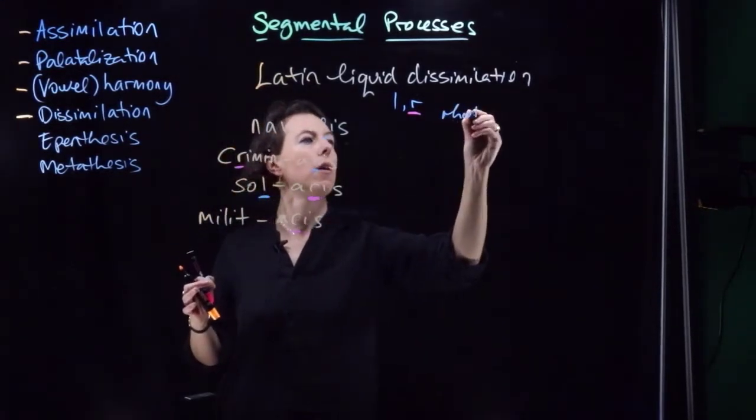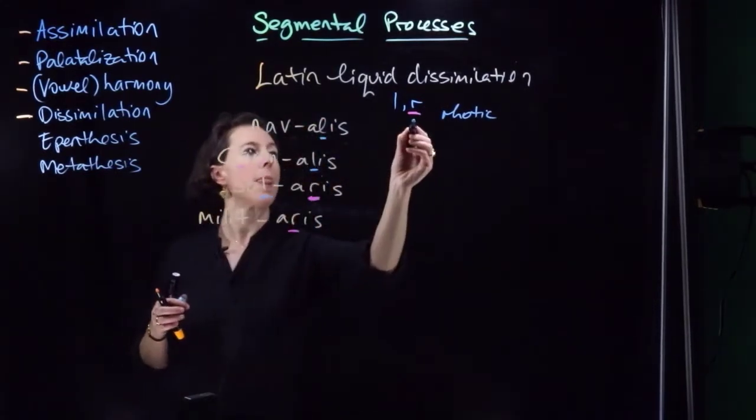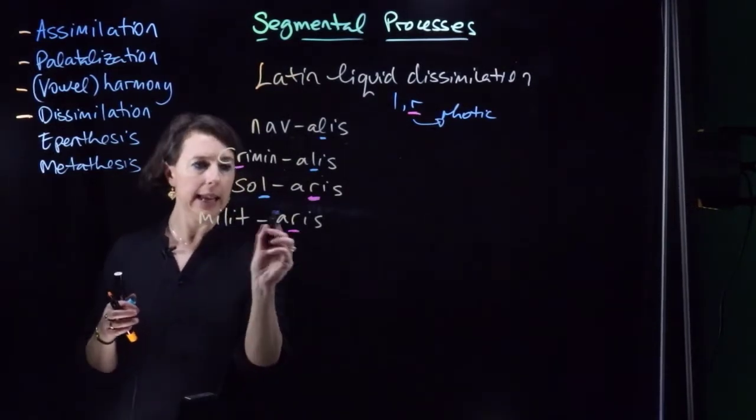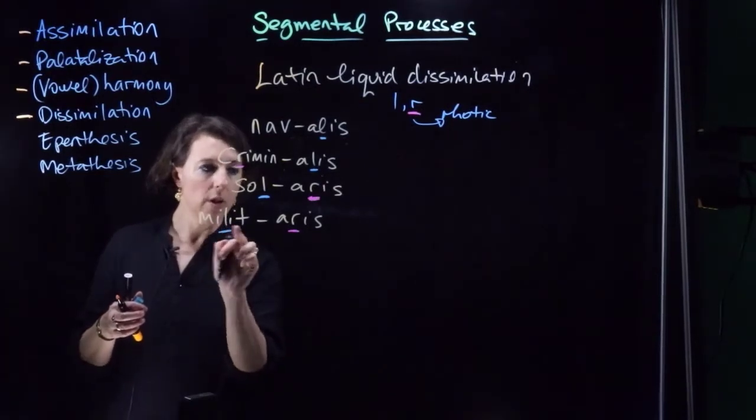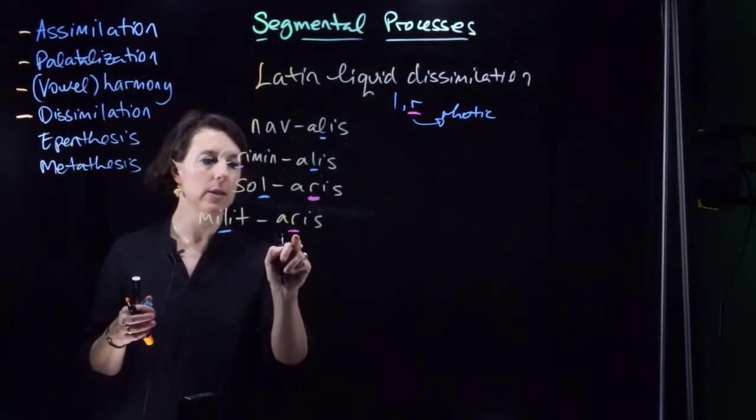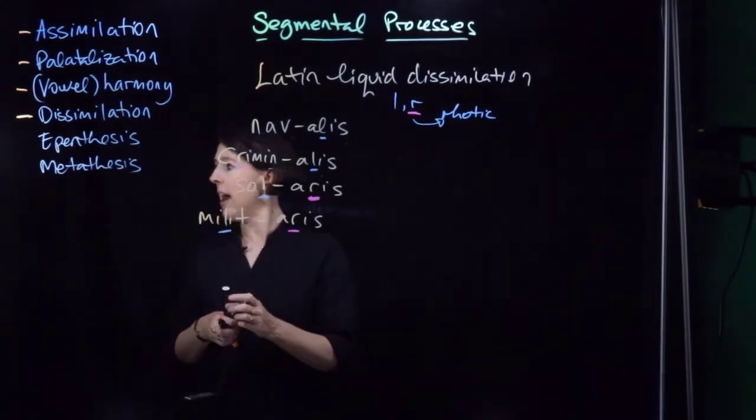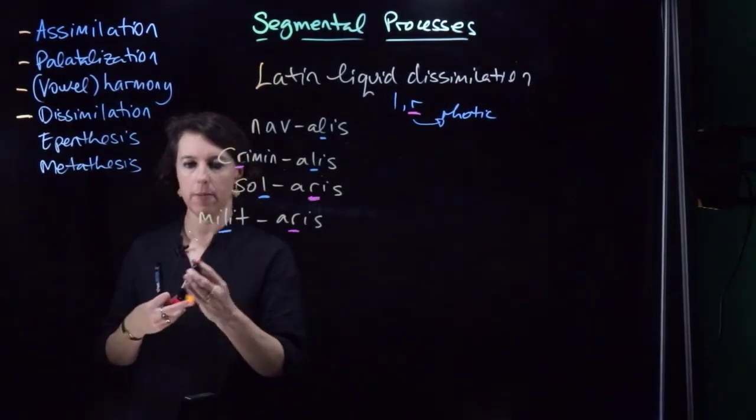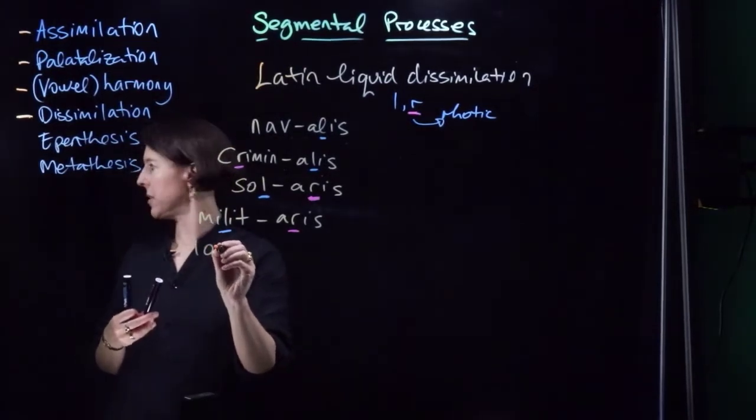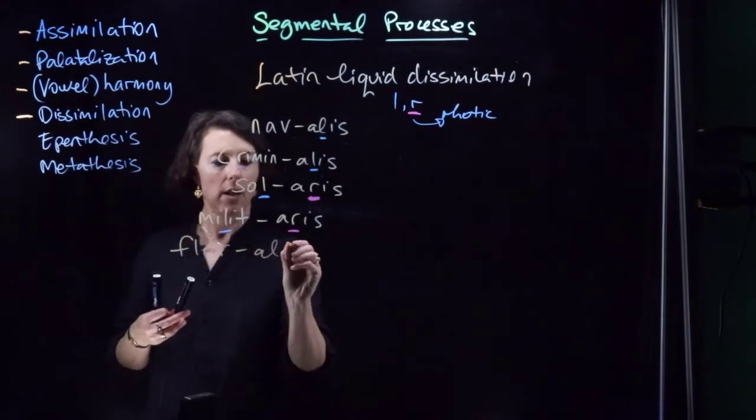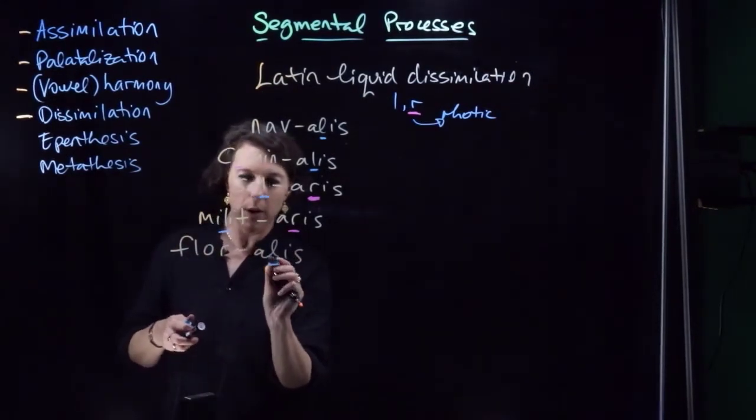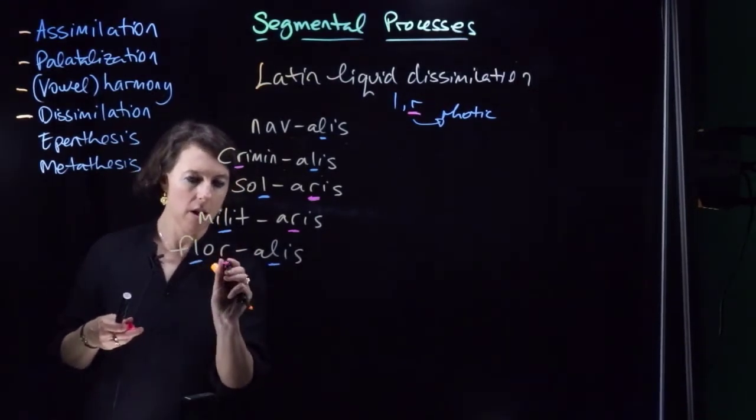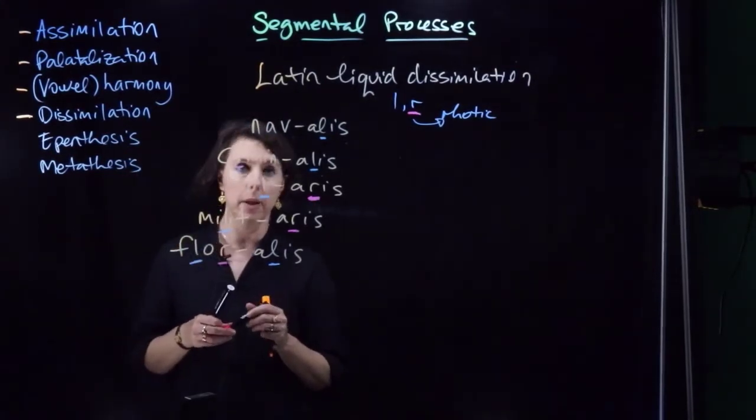So rhotic, okay. Right, militaris, here, and so here again we've got the L, the lateral, and so the ending is dissimilated, aris, with a rhotic R. Okay, and the final example is floralis. Let's get this right. Alis. And now let's have a look. We've got the L ending, but we also have an L over here, a lateral over here. But we've got an R in the middle, okay, rhotic in the middle.